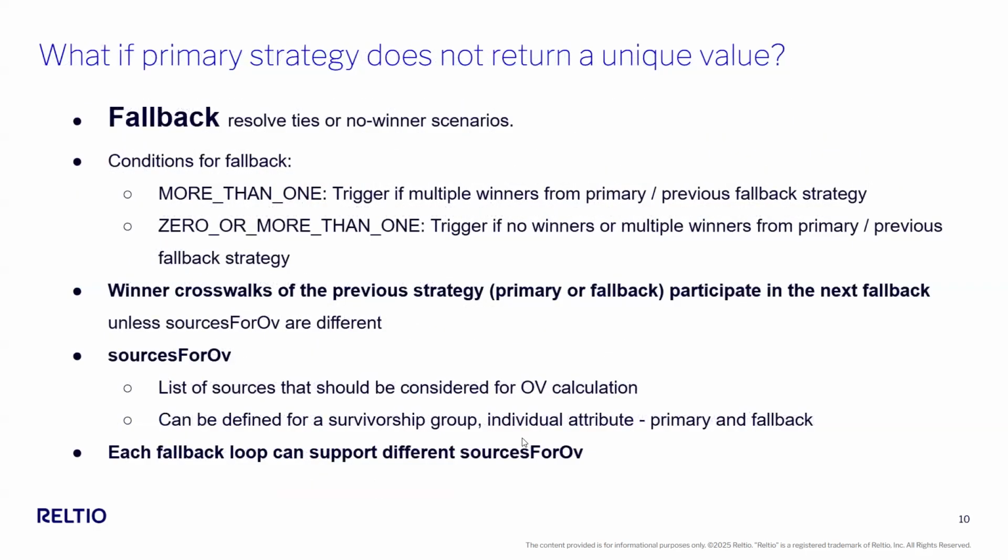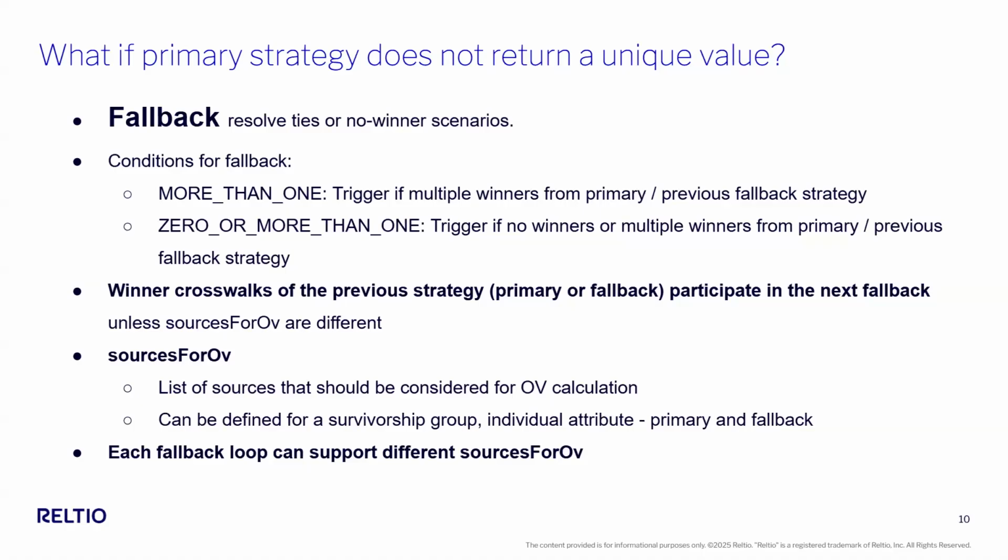All right. Now, let's go a little bit deeper into the survivorship strategies. Let's assume that there's a case that the primary strategy that you've defined on an attribute does not return a unique value. We saw that aggregation does not return a unique value. Or if you have set the survivorship strategy to say recency, and somehow two different systems are updating the data at the exact same time. So there could be scenarios where the survivorship strategy would not return a unique value, or there could also be a situation where the survivorship does not return any value at all.